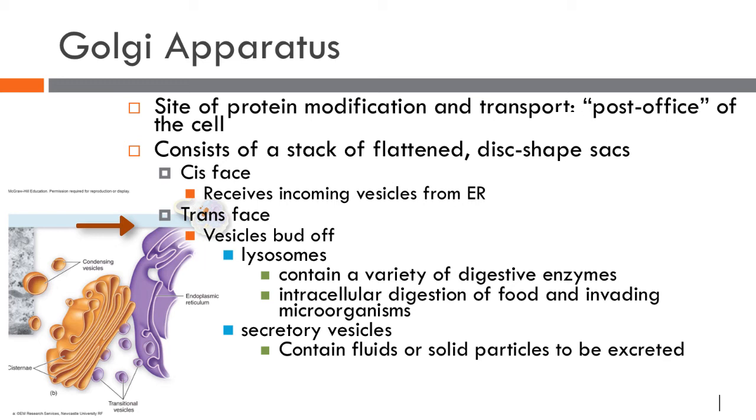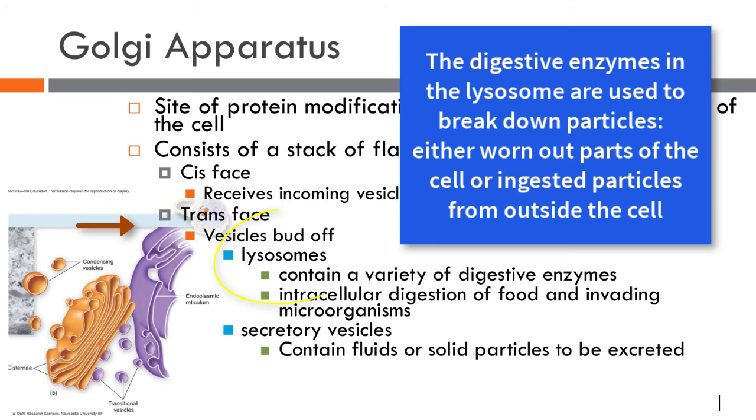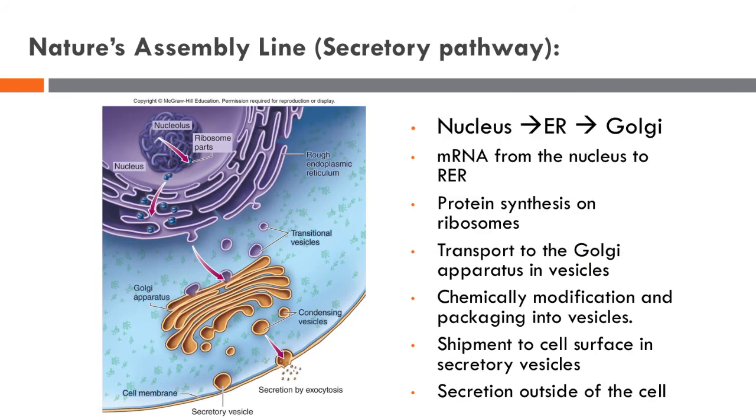The trans face of the Golgi is on the other side, and this is where vesicles bud off. And they're generally going to one of two places. They're either going to be taking digestive enzymes to the lysosomes, or they are secretory vesicles, in which case the things that are inside the vesicles are going to be released to the outside of the cell after fusing with the plasma membrane. So the secretory pathway of the cell involves the nucleus, the ER, and the Golgi, and it uses vesicles to move product from one place to another.